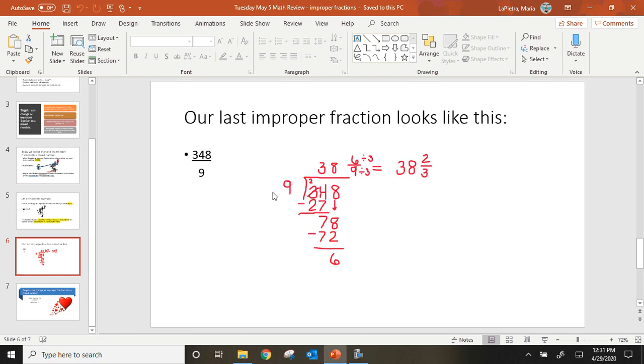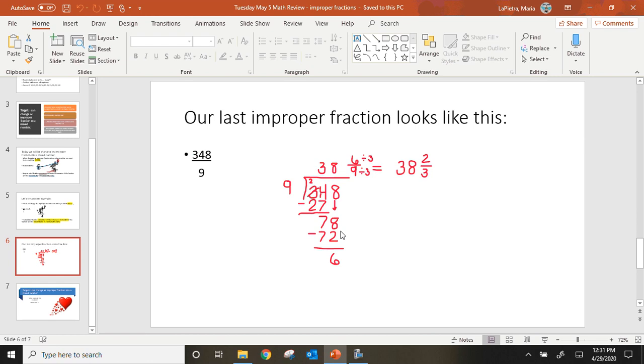Our last improper fraction looks like this. This one's a little bit bigger to divide. 348 over 9. Again, 348, the top number, goes in the inside. 9, your denominator, is becoming your divisor, which is on the outside of our house. 9 goes into 34 3 times, which is 9 times 3 is 27. We subtract and get 7, and then we bring down our 8. So I have 78 now.